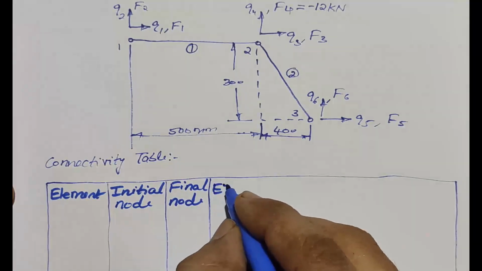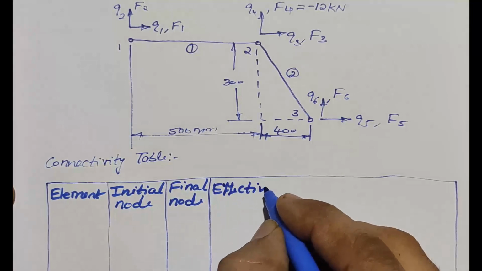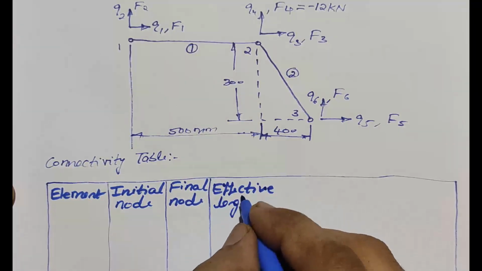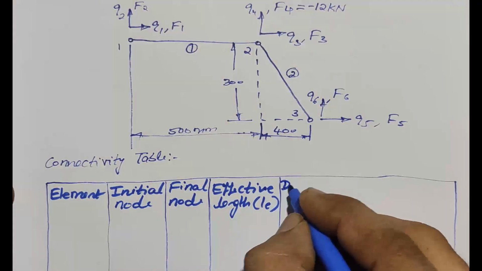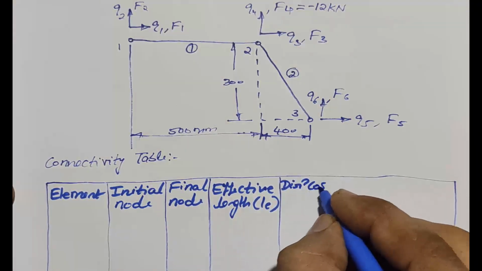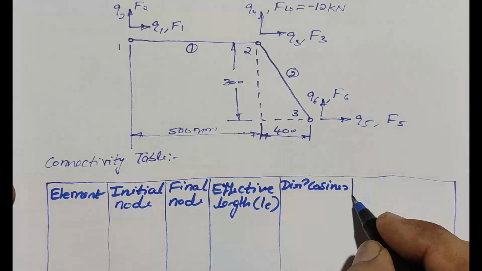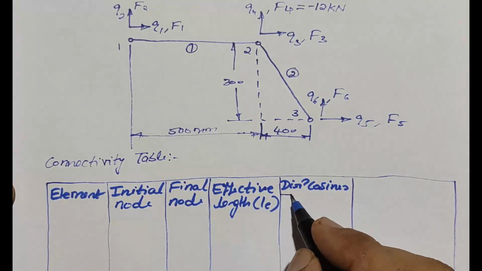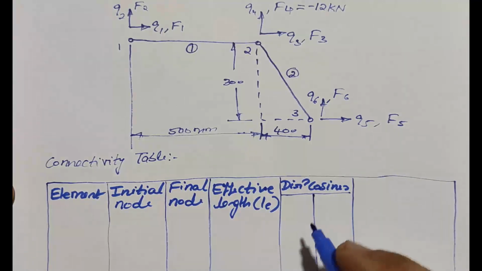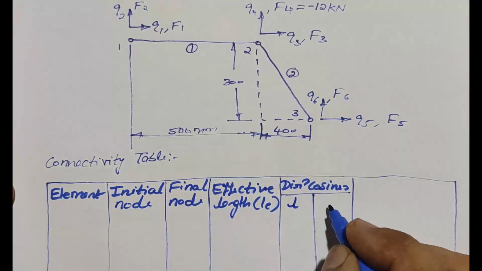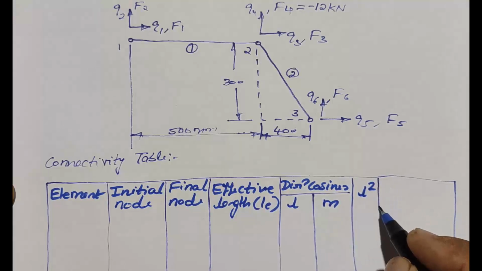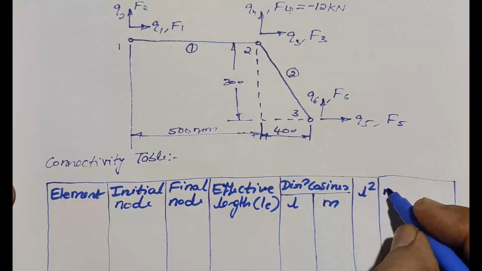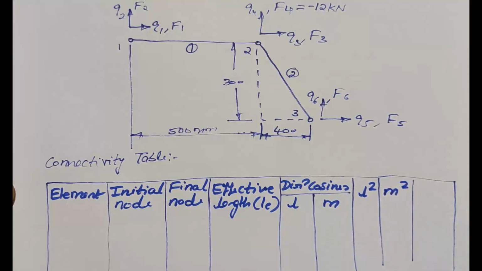Effective length, that is LE, the effective length of the element. Next is direction cosines. Here direction cosines L and M. Next we need L square. Next M square, LM.